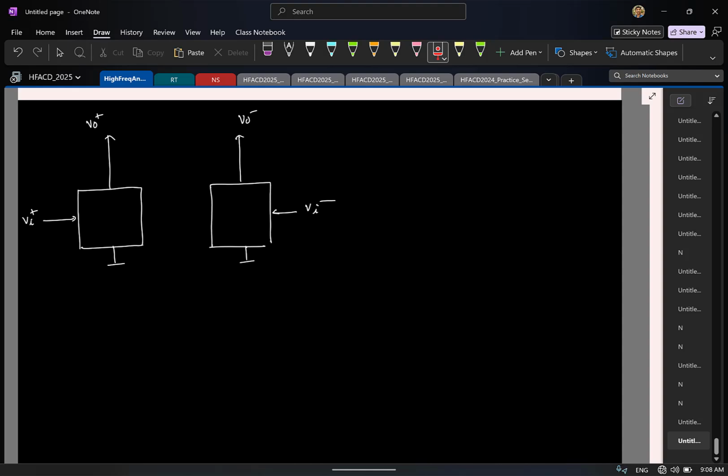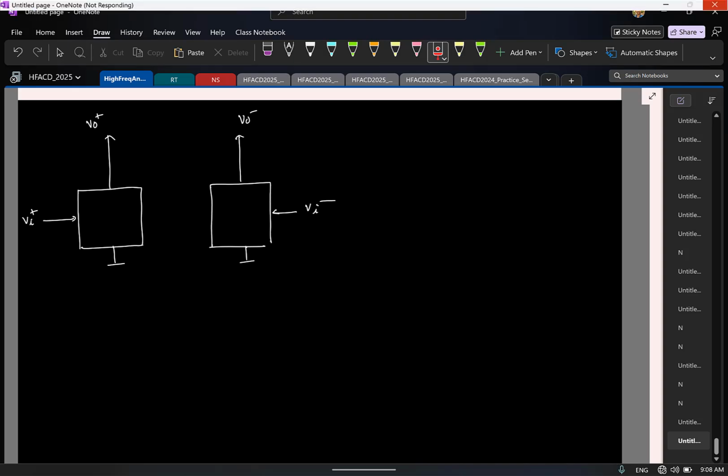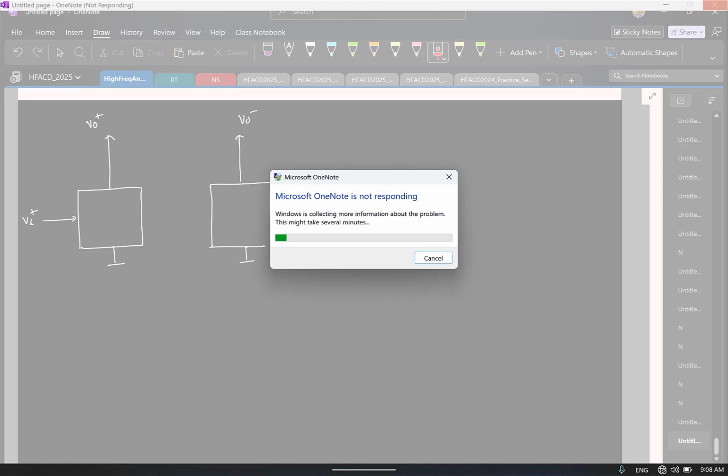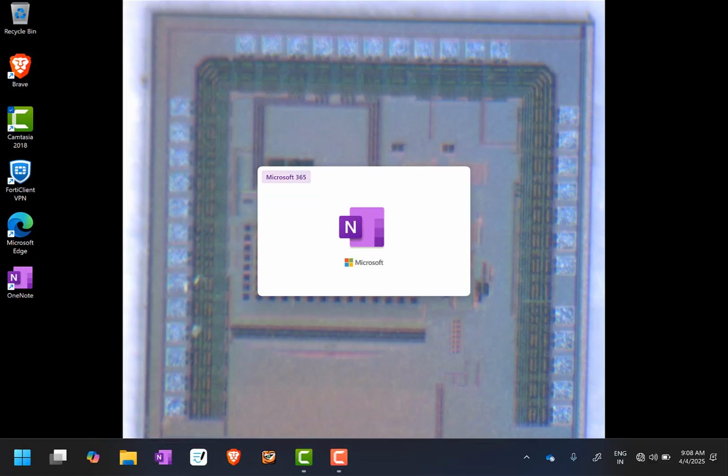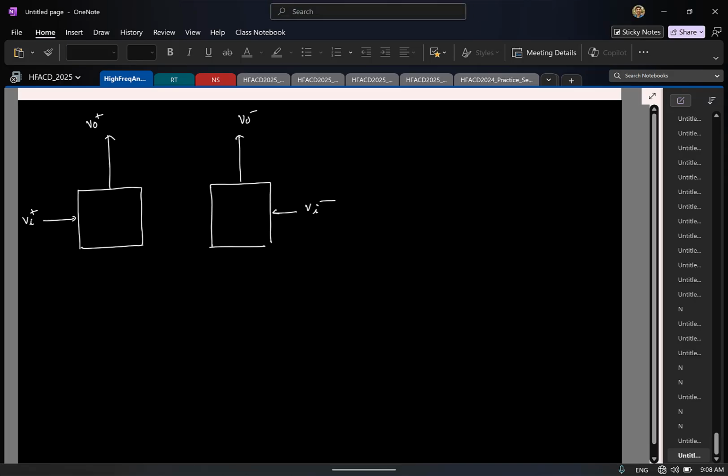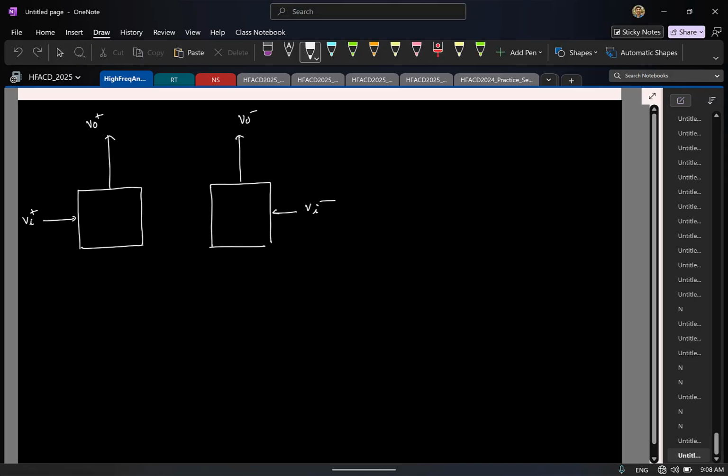So what should I change here to make it fully differential? Did you get the question? What I'm saying is if I have two isolated structures like this and then apply inputs and take the outputs, this is not a fully differential structure, right? So what should I do to make it fully differential? You add a tail current source or something to give common mode rejection. So let's say you add something here.